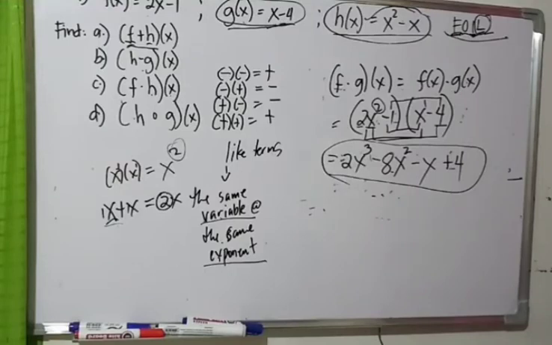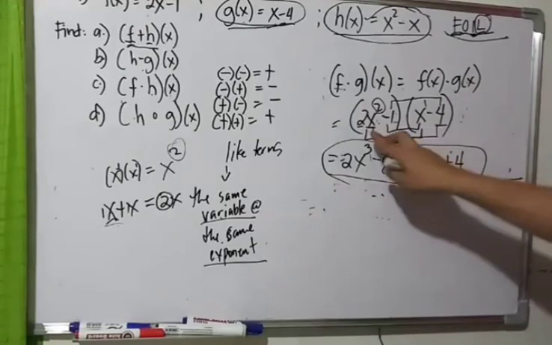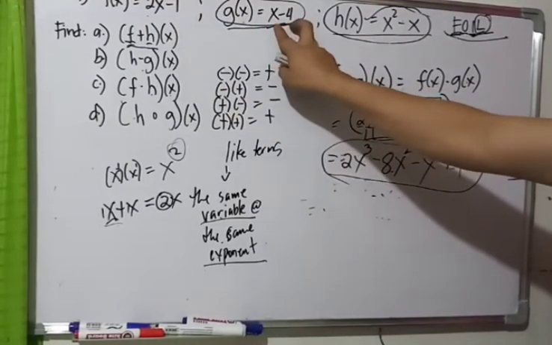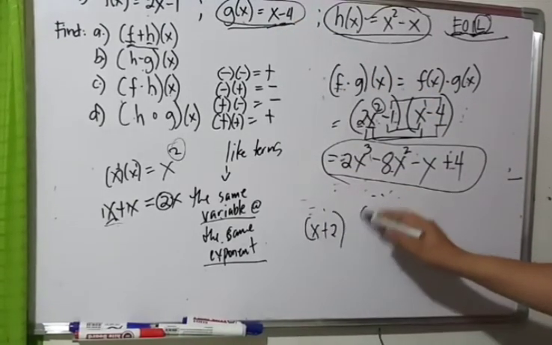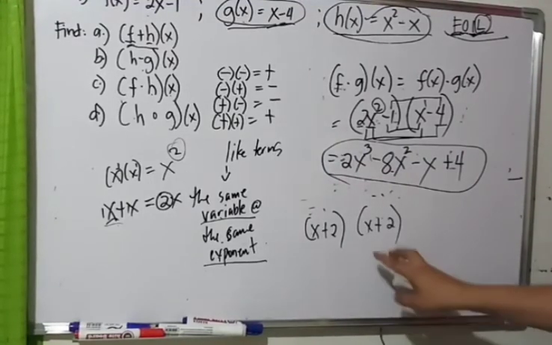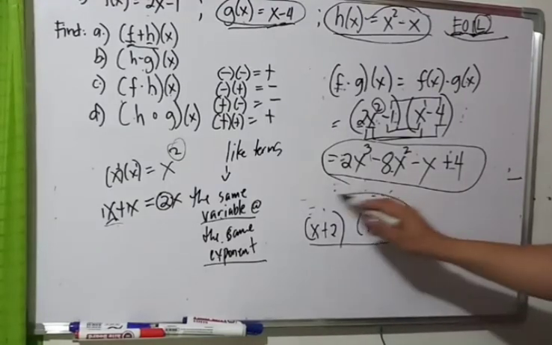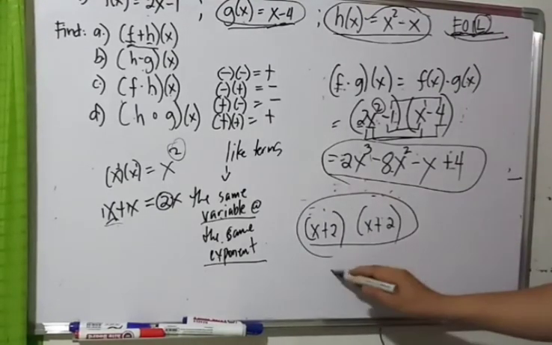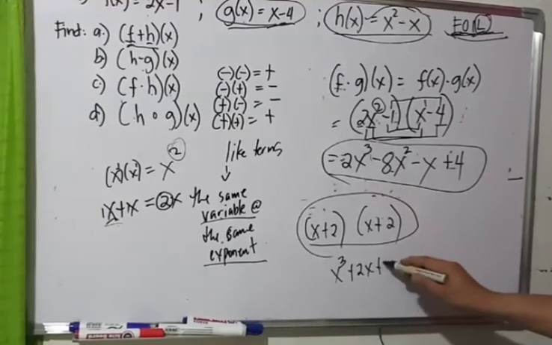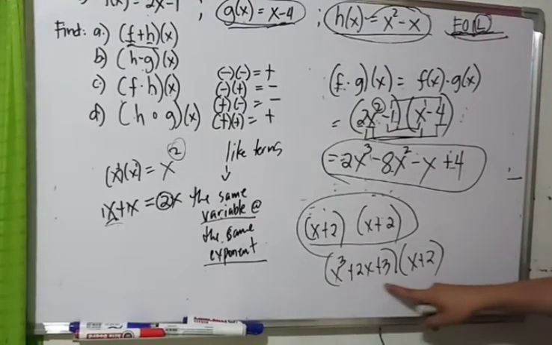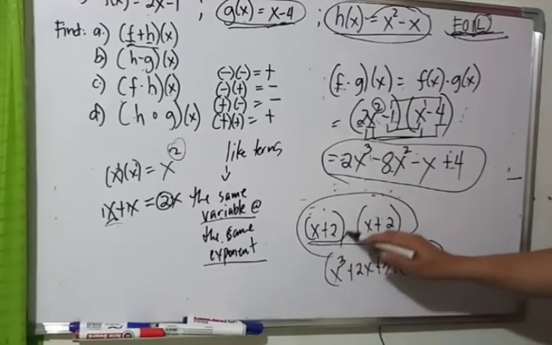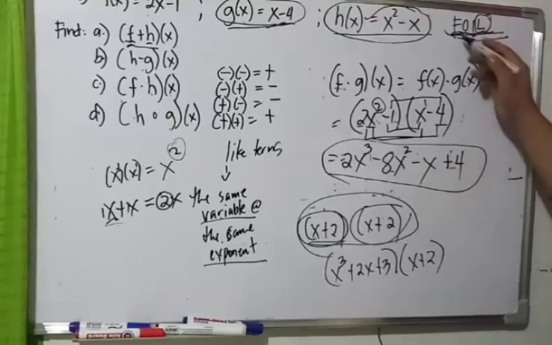Monet D. Rosario asks, when do we use FOIL? We use FOIL when there are two terms in f of x and two in g of x. For example, x plus 2 has two terms, and x plus 1 has two terms. Then we will use the FOIL method. But if it is x cubed plus 2x plus 3 times x plus 2, we must multiply term by term. But if all the given have only 2 terms, you will use the FOIL method.